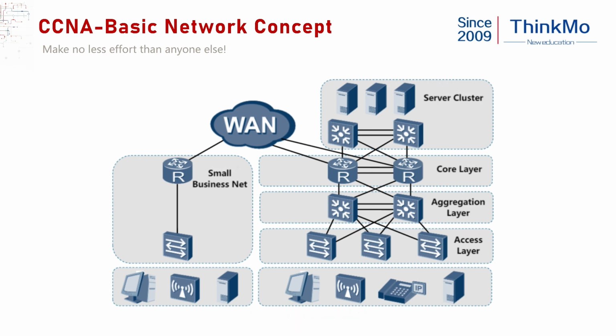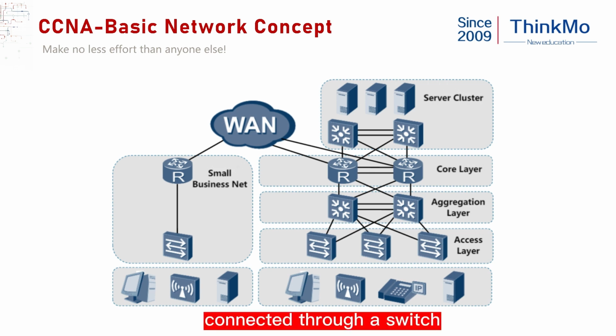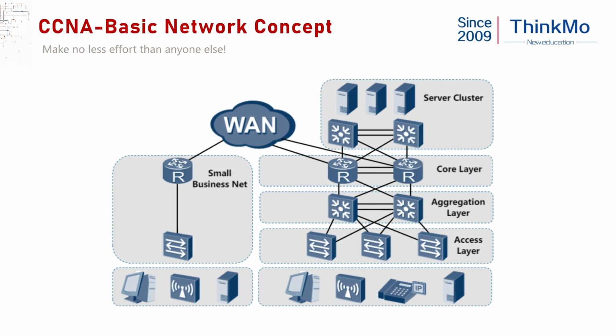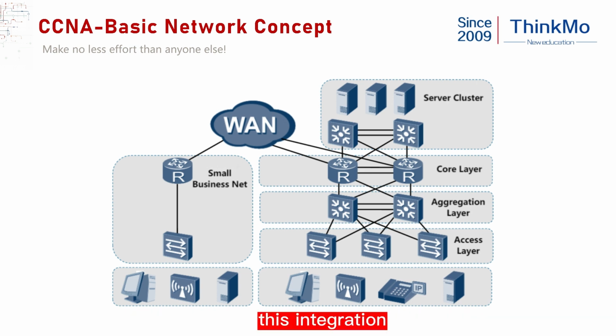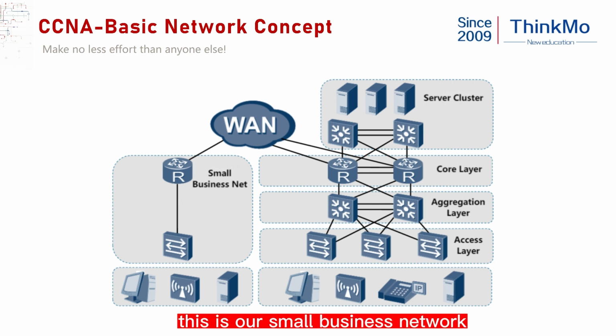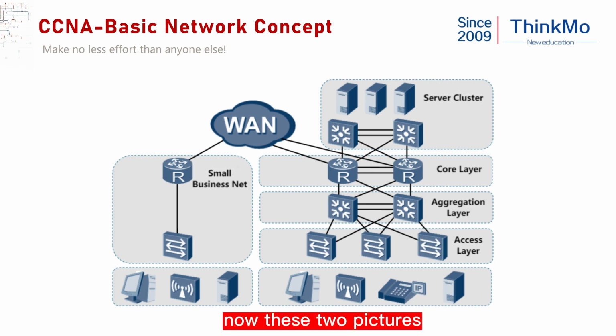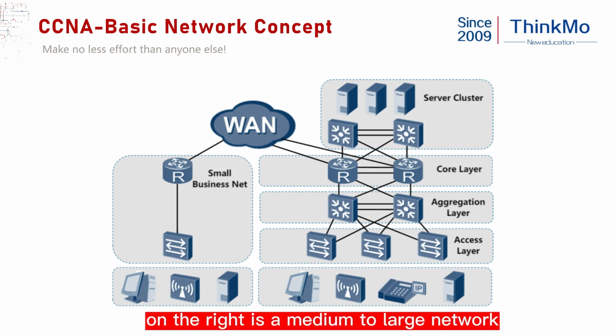Terminals connected through a switch, export to a router, go away. Generally speaking, even our router won't buy an enterprise-grade router. This integration, high-performance router, is our small business network. Everyone can see these two pictures. What is the main difference? Small on the left. On the right is a medium to large network.